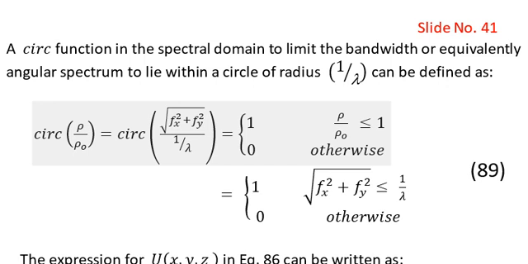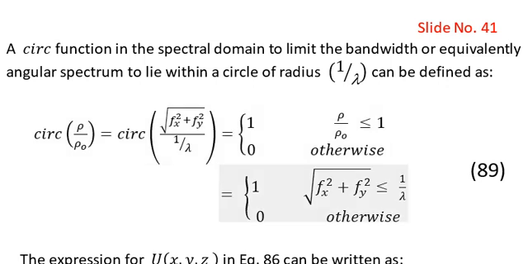And we are using another definition of circ, in the Cartesian coordinate system instead of the polar one. We are using the Fourier frequencies in the Cartesian system as the square root of fx square plus fy square. So 1 over lambda is the size, or the radius, of this circle. The first definition we have given is equal to 1 when rho over rho naught is less than or equal to 1, and 0 otherwise. So the first definition is for the polar coordinate system in the Fourier domain. If you use the polar coordinate system in the Fourier domain, then the circ will be defined by rho over rho naught, and in explicit form the definition will be equal to this one.